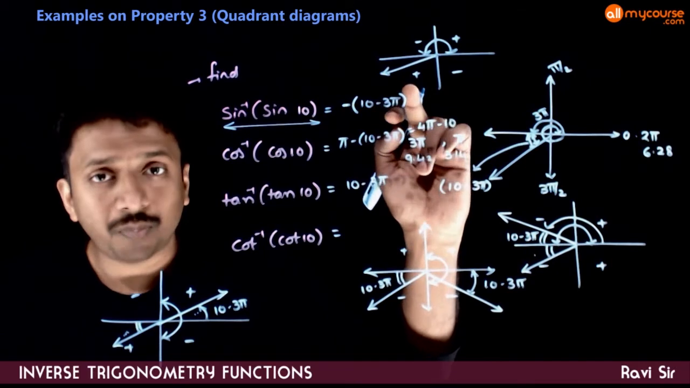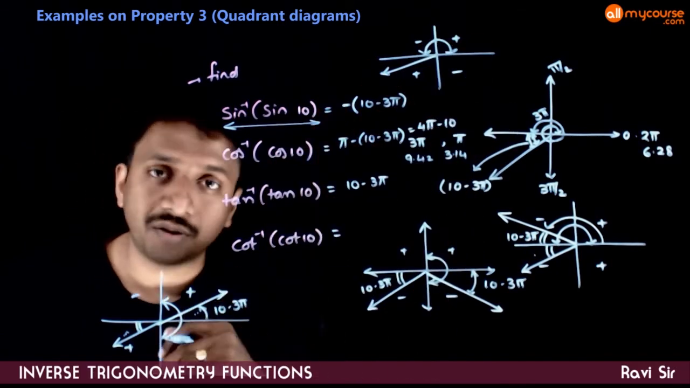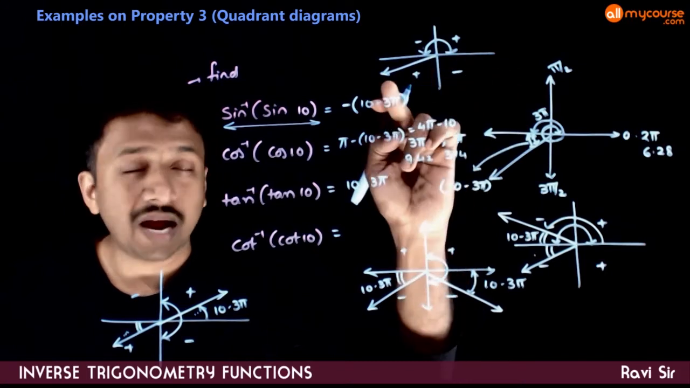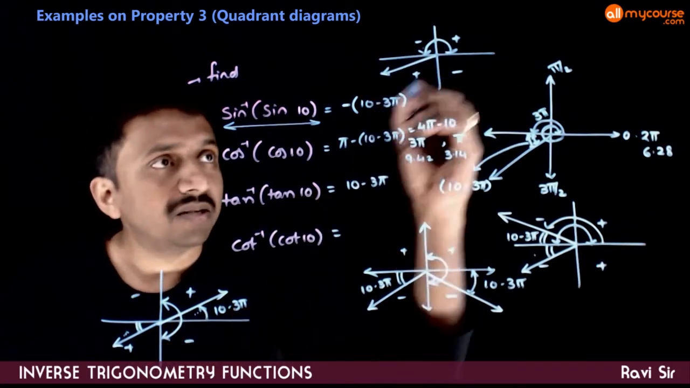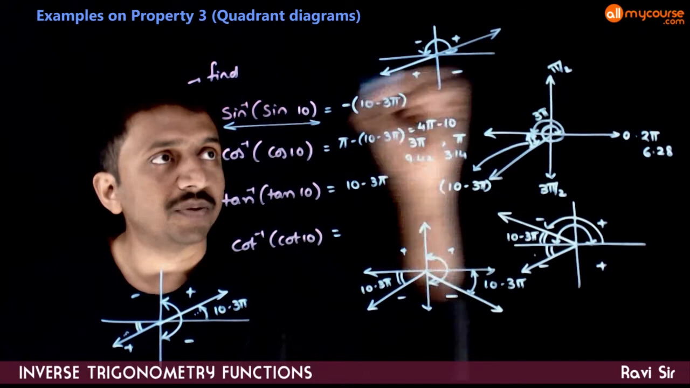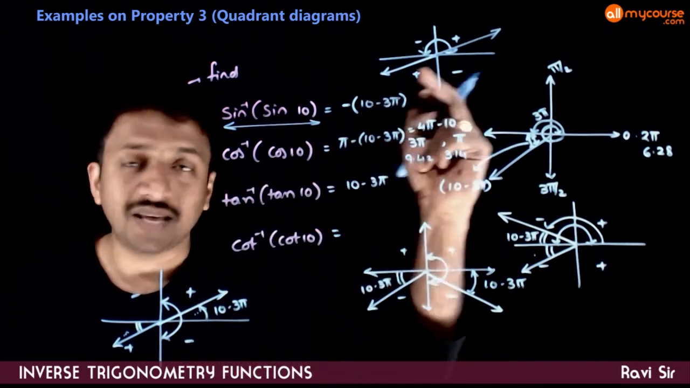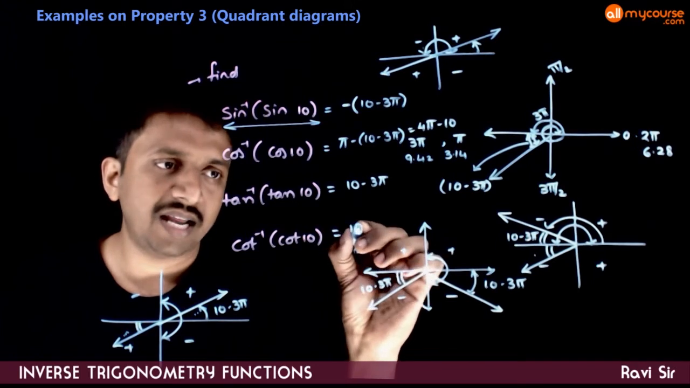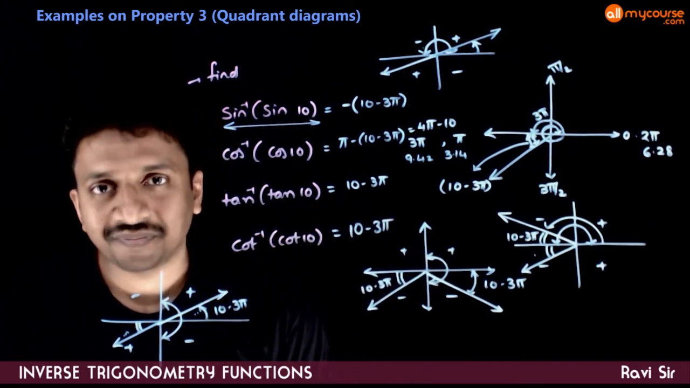So here also the positive side has to be reflected onto the positive side. Because the ray lies outside the range, you have to take this within the range. So again the reflection is in the opposite direction, exactly same as this. So you get the exact same angle, 10 minus 3 pi as the answer.